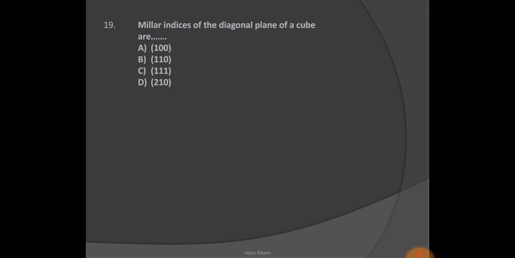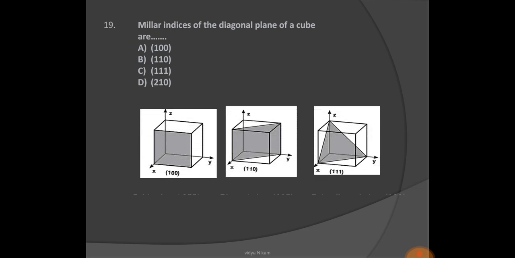Next question. Miller indices of diagonal plane of cube are dash dash. Option A 100, option B 110, option C 111, and option D 210. Here diagonal plane is the plane which cuts the two axes and is parallel to the third axis. Therefore its intercept is 110. Option B is the right option.